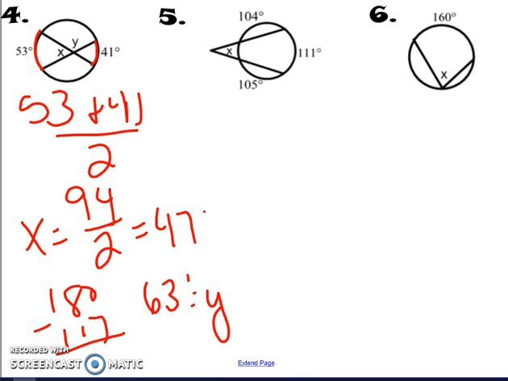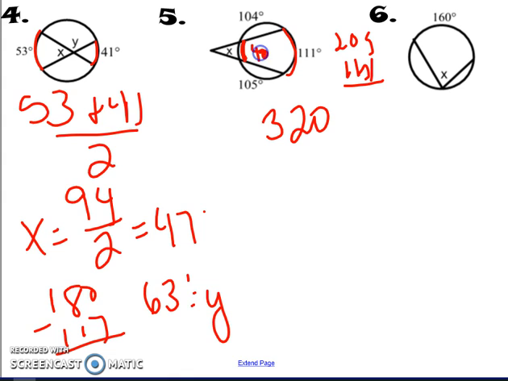For number 5, our vertex is outside of the circle, so I need arc minus arc. The only problem is I don't know what that arc is. So the first thing I'm going to have to do is find this little arc in here. And all 4 of my arcs should add up to 360. So the 3 arcs I have so far add up to 320 degrees, I believe. So 209 plus 111 makes 320. So that means that this little arc here is 40 degrees.